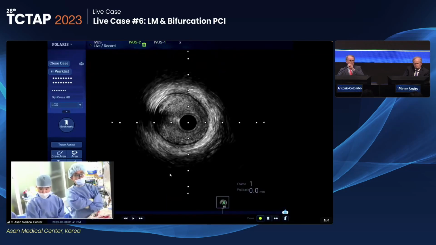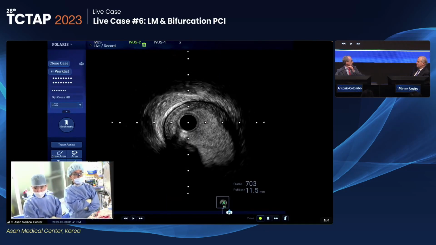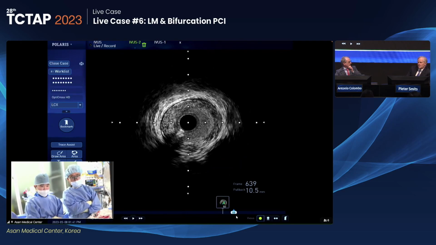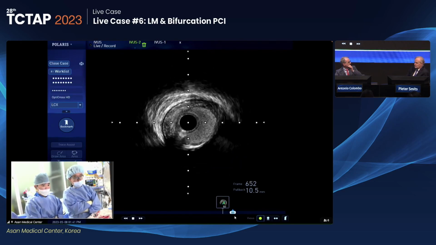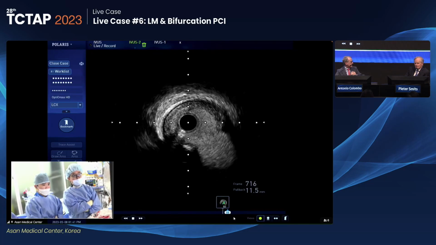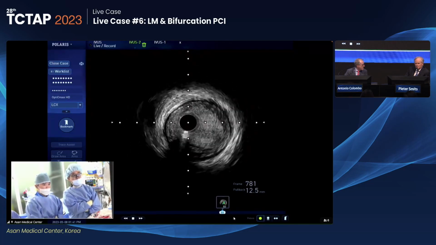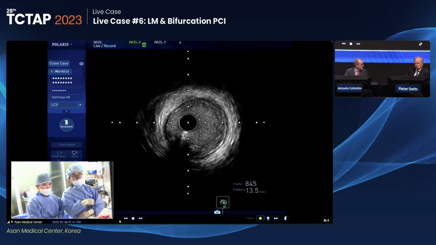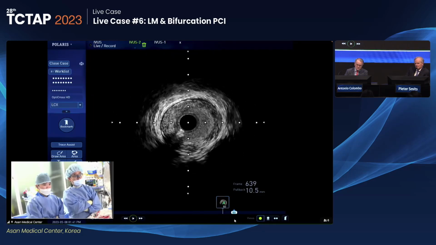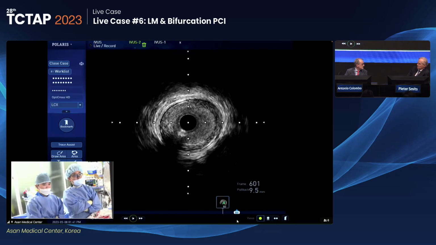So from these, what do you think? I think the LAD should respond pretty well to balloon. I don't think you need anything special. Well, apart from the amount of calcium around the diagonal, I think with balloon you might end up with a dissection in that area. So I think ballooning alone, I'm not sure that would work.